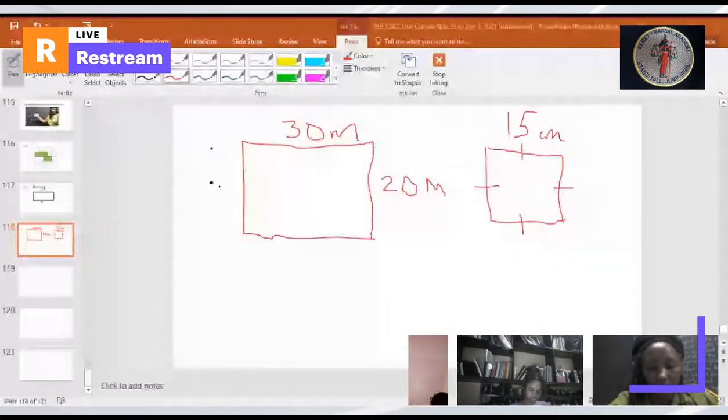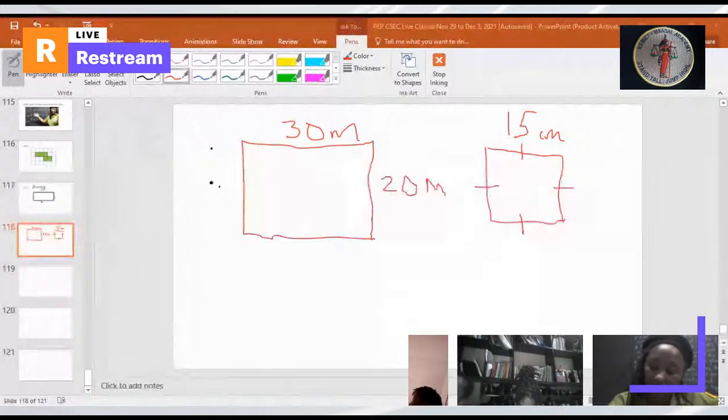Oh, wait. Miss, would it be 1 kilometer? For the area... Yes, Miss. 1 kilometer is huge. 1 kilometer cube... 1 kilometer squared. Yes, Miss. 1 kilometer squared.